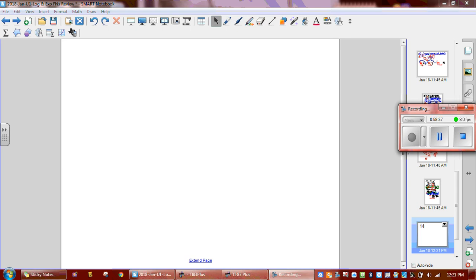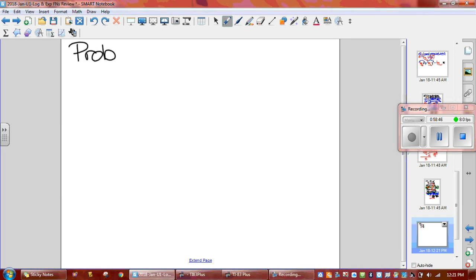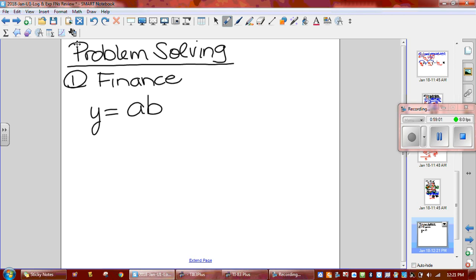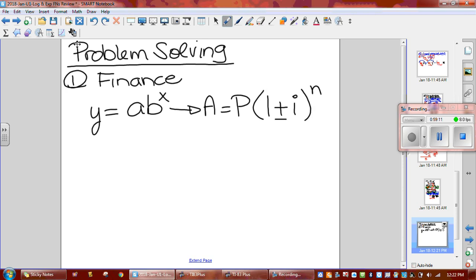The 3 major types of problem solving we have are problem solving with logs. First one we have is finance. So they take our equation, y equals a times b to the x, and they change it to a equals p, 1 plus or minus i to the x. Okay? So, p is still the a value, which means he is the y-intercept.